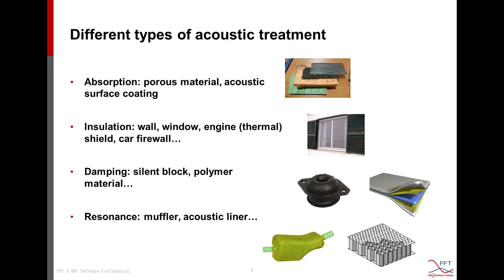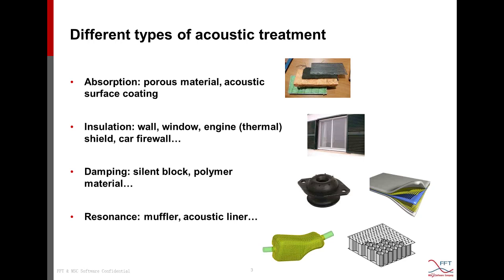So quickly, let's review different types of acoustic treatment and typical components, or devices, or materials that are used for the acoustic treatment. Now, for absorption, we have typically porous material like foam, rock wool, glass wool, etc. We also have the acoustic surface coating that is provided by some special material, like some special types of painting on the wall surface, which could provide the absorption capability on acoustics.